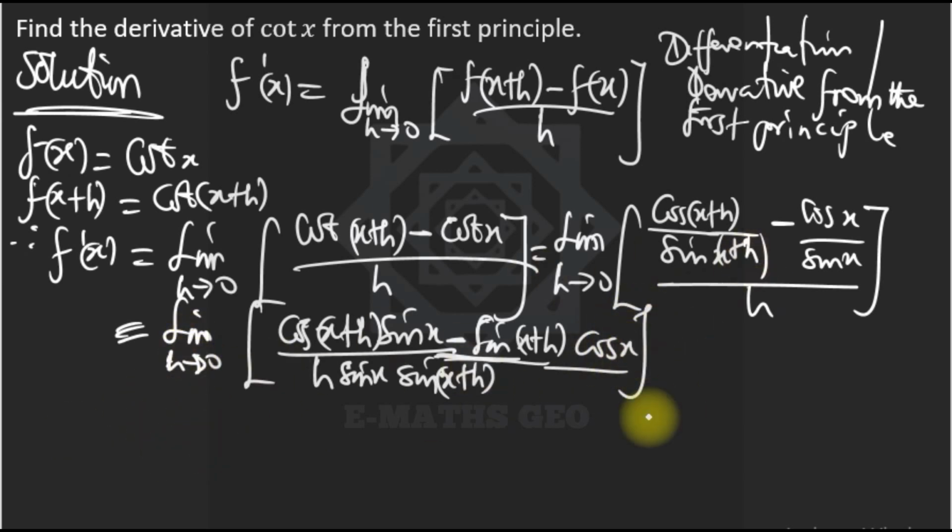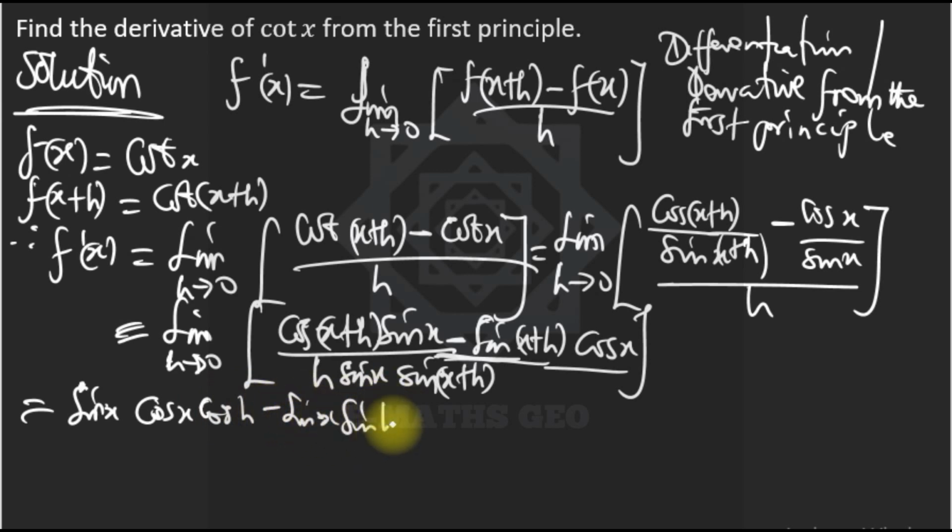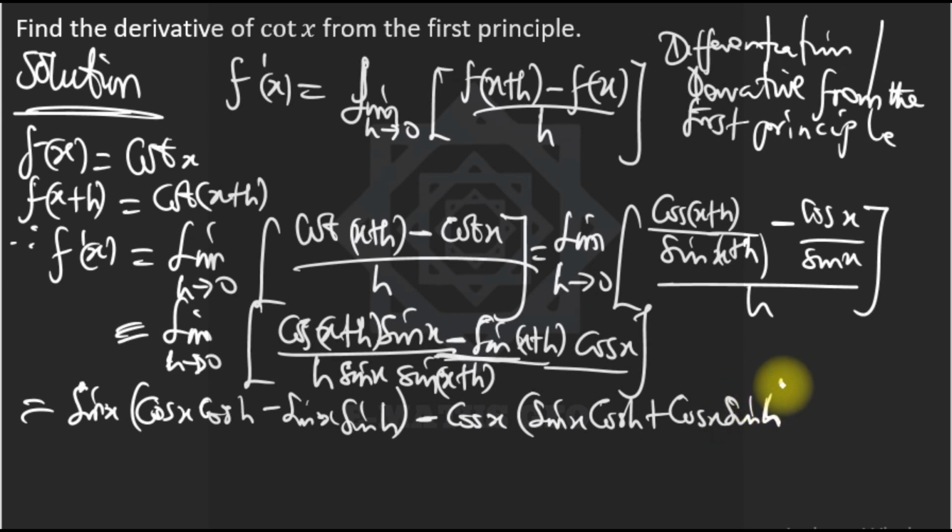So we are still correct, we are progressing. If we expand this using our addition formula of cosine, I wrote this sine x first, so we'll now expand this: cos x cos h minus sine x sine h. So cos(x plus h) is this, minus cos x times sine x cos h plus cos x sine h. So using the addition formula here, that's what we use for both cosine and sine.